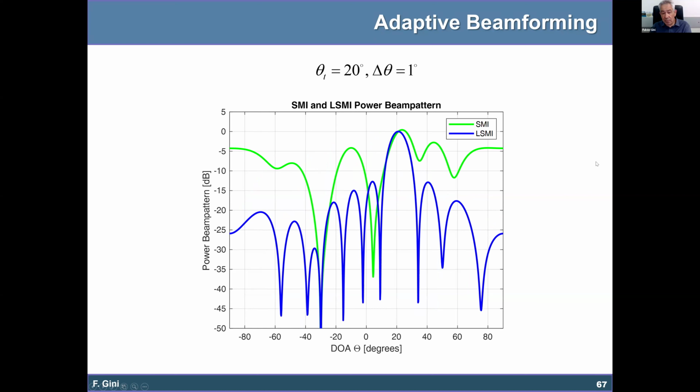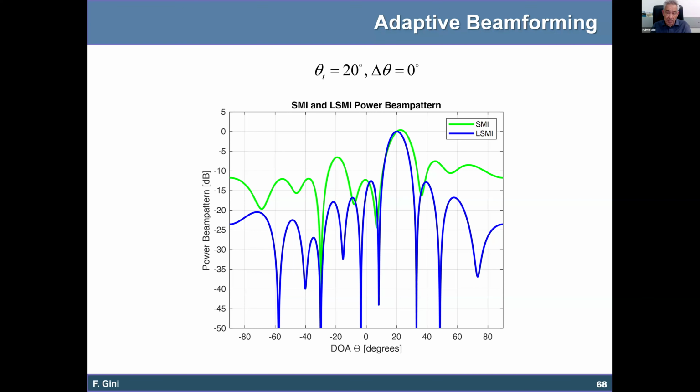This is another example. And I repeat, there is no theoretical proof of the benefit of diagonal loading. The benefit of diagonal loading has been verified experimentally or by Monte Carlo simulation, like in this case. So the loading is very helpful also to stabilize the side lobe of the beam pattern. This is another example.